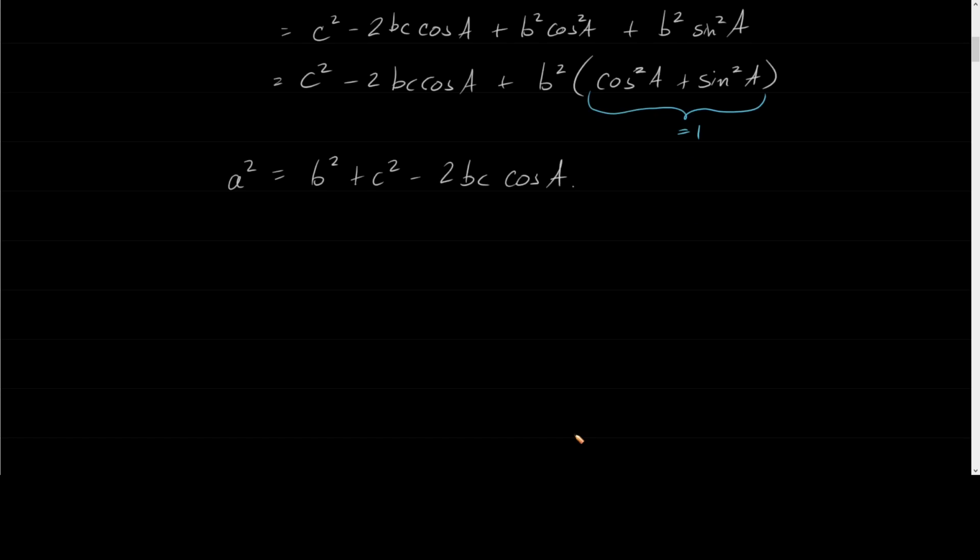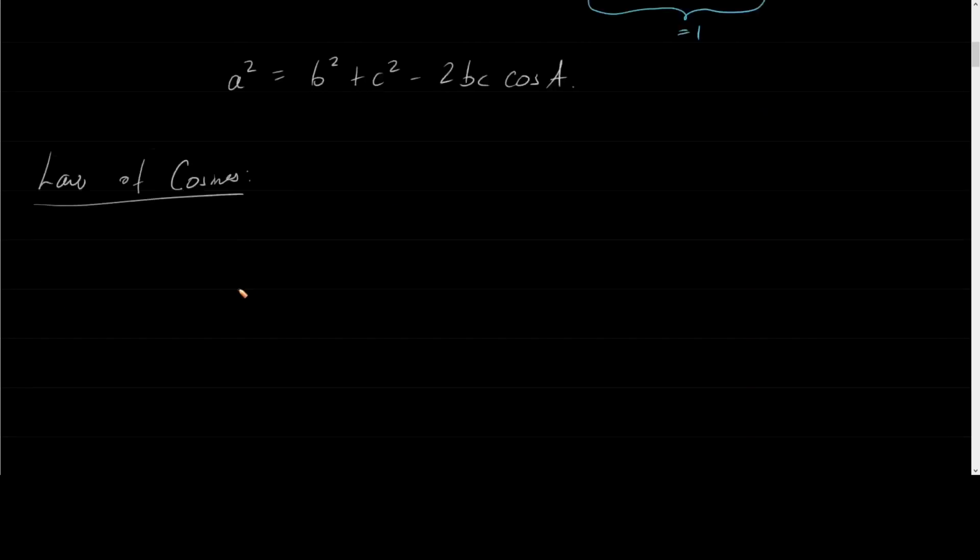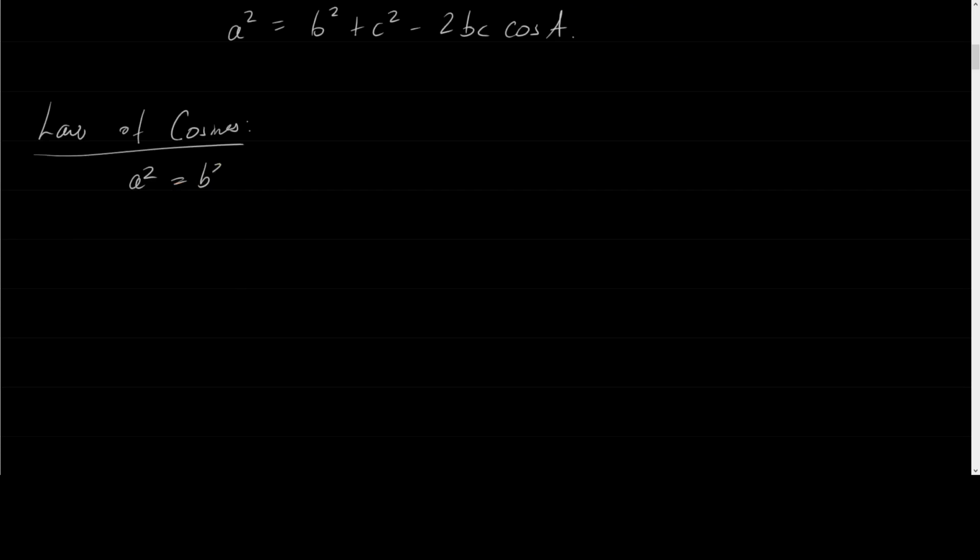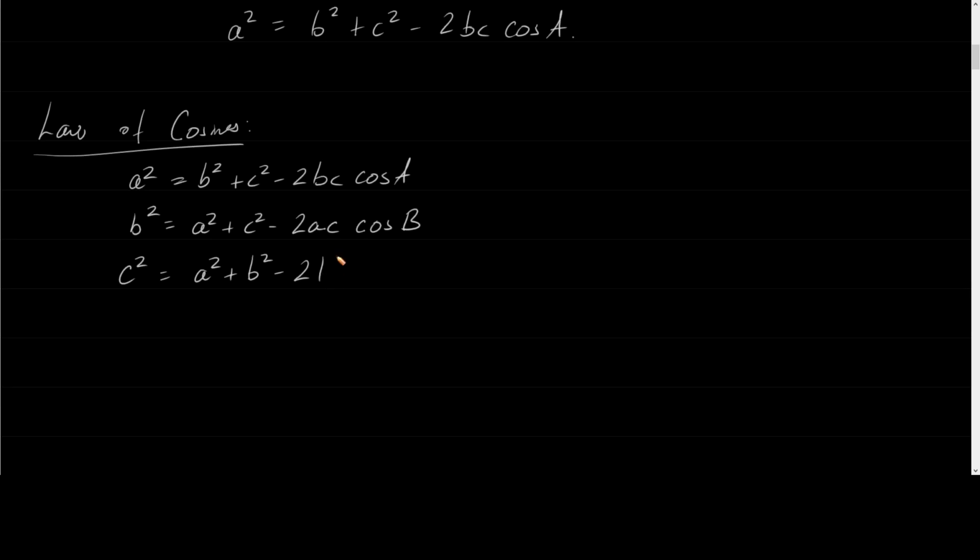All right, so let's go ahead and talk about all the different ways that the law of cosines can appear. The first one: a squared is equal to b squared plus c squared minus 2bc times cosine of a. Similarly, it can be shown that b squared is equal to a squared plus c squared minus 2ac cosine b, and that c squared is equal to a squared plus b squared minus 2ab cosine c.